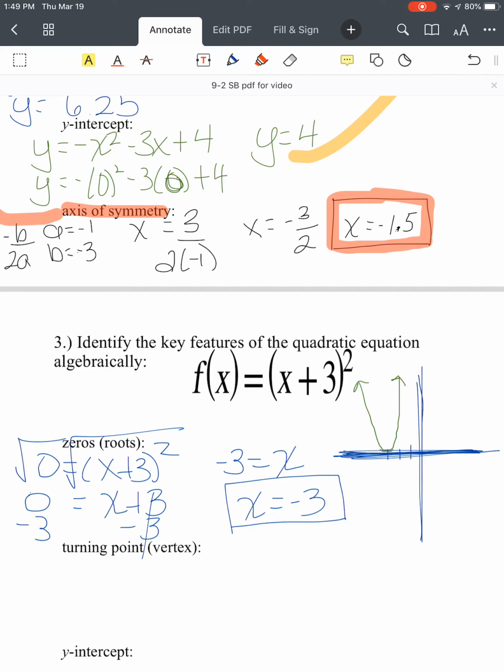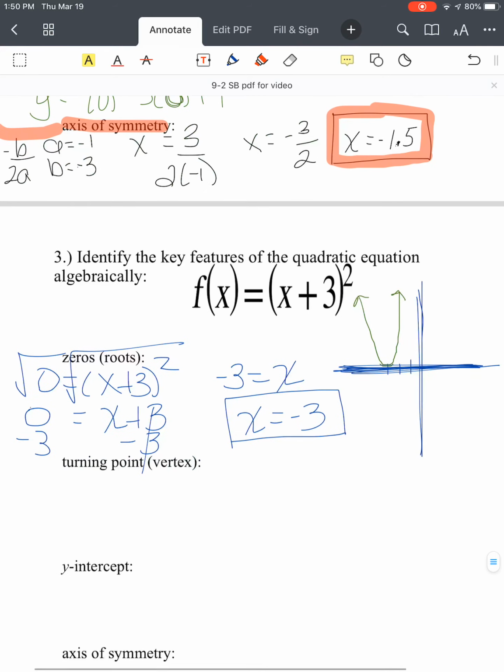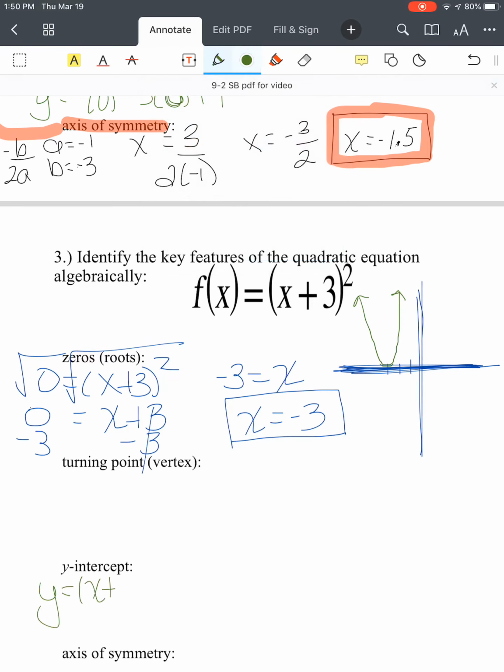Let's now try the y-intercept. The y-intercept is when x is 0. So y equals, I'll write out the original first, and I need to put 0 in for x. So y equals (0 plus 3) squared. Well, y equals 9. You can use your calculator if you're not sure. So my y-intercept is 9. It crosses through the y-axis at 9. And I can look on my graph, and yeah, on my calculator it is crossing through at 9.